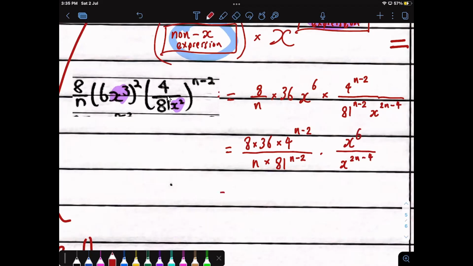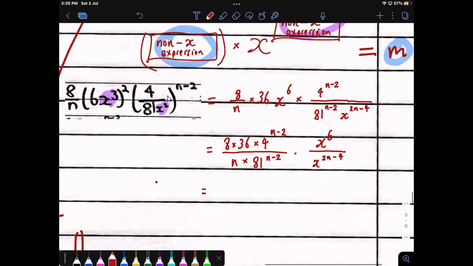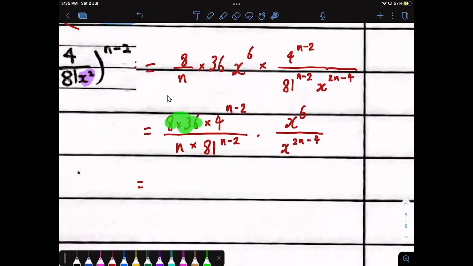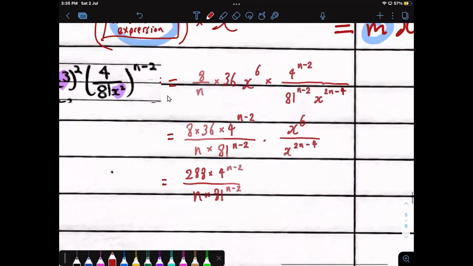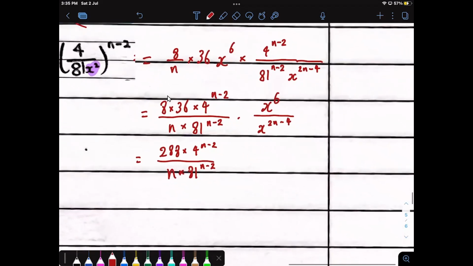So now we can simplify a bit more. Maybe we'll just clean this up a bit. 8 times 36, what is it equal to? 288. And everything else I just copy down. Is that okay? Okay, good. Now, can't really do much with it. I'll leave it alone. Multiply by x power 6 over 2n minus 4.